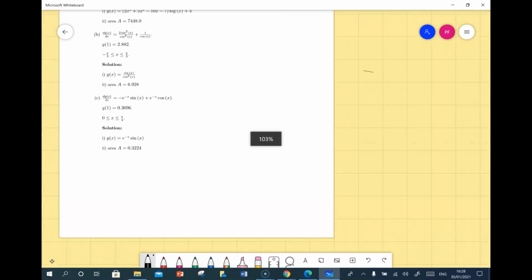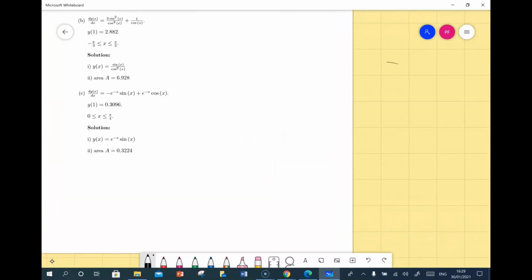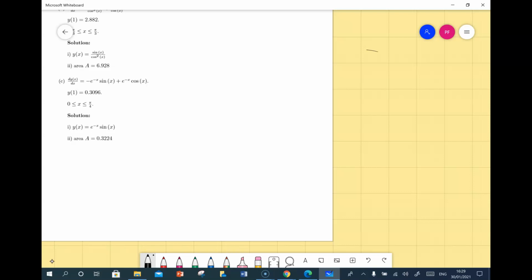So topic 3.5, question 3c, initial value problems. We're given dy/dx equals minus e to the power of minus x sine of x plus e to the power of minus x cos of x. They want us to retrieve the function.